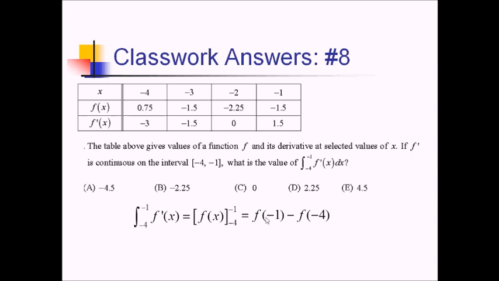Well, what's f of -1? That's just -1.5. And how about f of -4? Well, that's 0.75. So we're going to subtract that. So let's see, that's going to be -2.25, which is answer choice B. And notice that this derivative row was completely useless for this problem. They just threw it in there to throw us off the track.